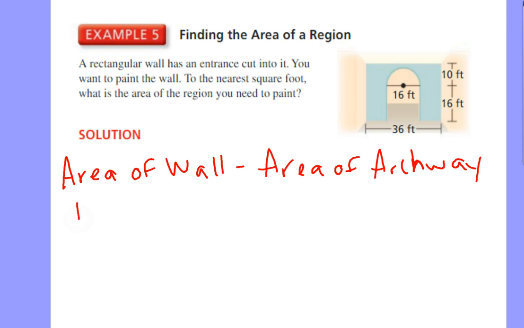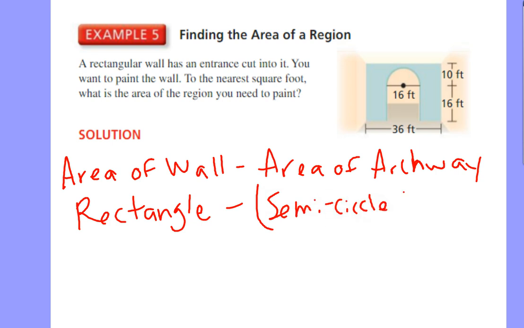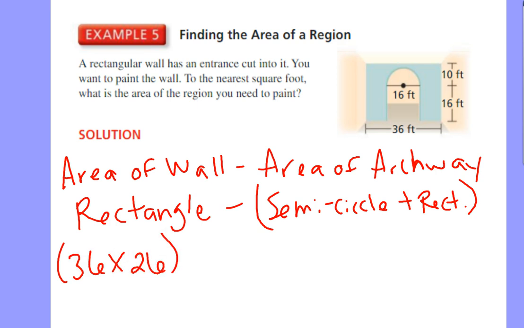And the area of a wall is a rectangle, and the area of the archway is a combination of a semicircle plus a smaller rectangle. So let's think about this. The big rectangle is a 36 by 26. So the area of a rectangle is just length times width. So I'm going to have 36 times 26 minus the area of the semicircle plus this smaller rectangle in here.